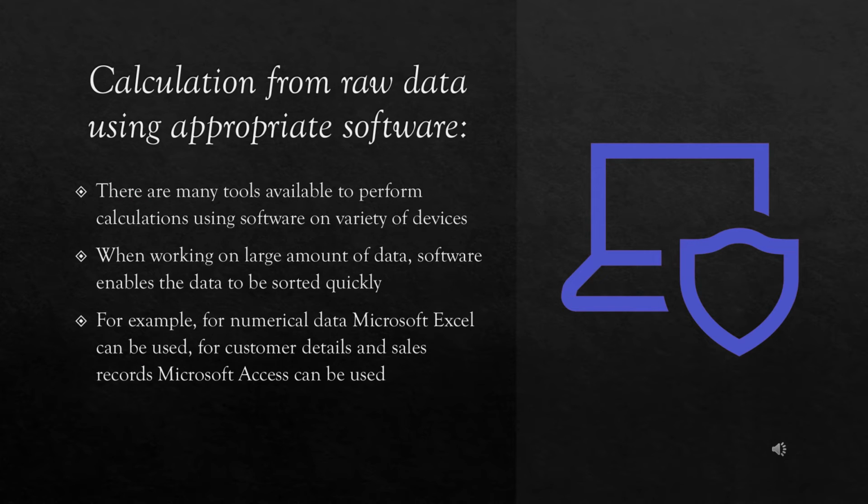Calculations from raw data using appropriate software. Now in your assignment, you could be asked to use the data to create some calculations. Now there are many tools and software that can be used to help you, and that can be used on a variety of devices. Now when working on a large amount of data, software enables the data to be sorted out quickly. For example, if there's numerical data, then Microsoft Excel can be used. Or if there's things like customer details and sales records, then Microsoft Access can be used.